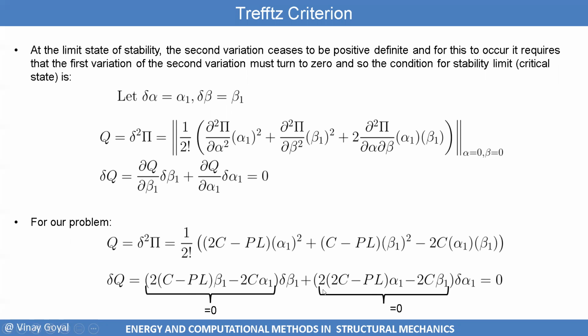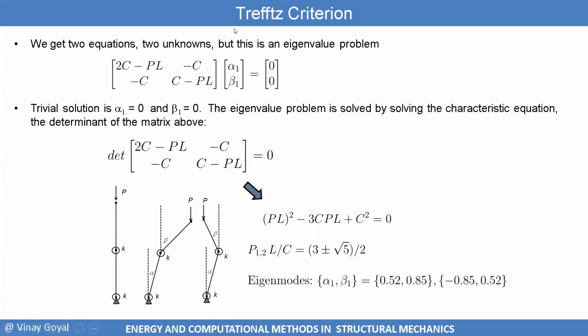This has to be equal to 0. That has to be equal to 0 based on the Trefftz criterion. That's what I get. Again, I'm evaluating this at alpha equals 0 and beta equals 0, and that's why I get these expressions. I think you should pause the video and see if you can get the same answer I got. But these are the equations I need to solve now.